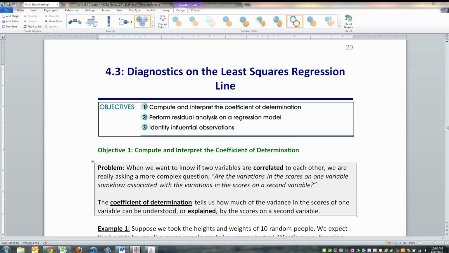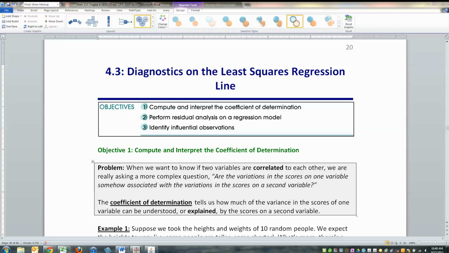Now in section 4.3, what we're going to do is take a deeper look at our least squares regression line and really analyze a few things that are above and beyond the usual. The first thing we want to look at is the coefficient of determination. We want to know how to compute it and how to interpret it.